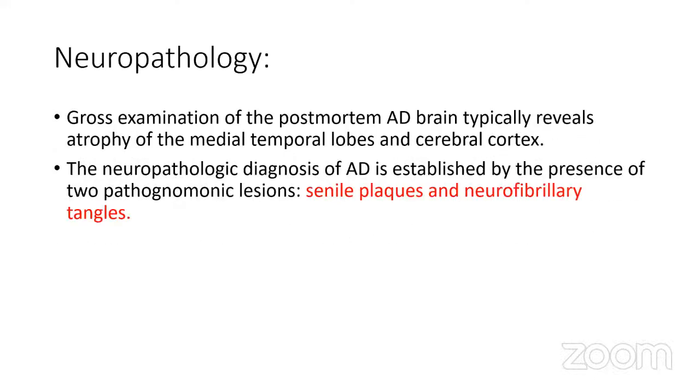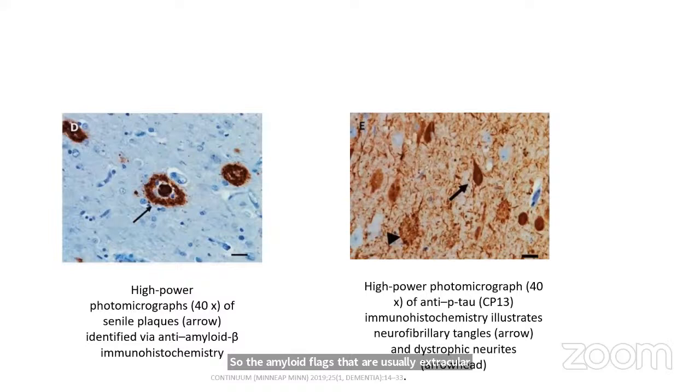Neuropathology, so we look for senile plaques and neurofibrillary tangles. Senile plaques are the amyloid plaques that are usually extracellular. Neurofibrillary tangles are the tau deposition that's intracellular. So this is the senile plaque.